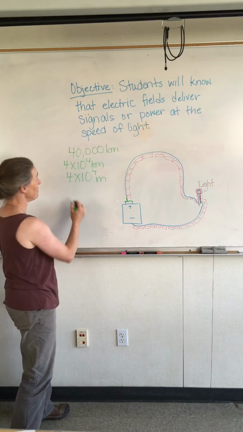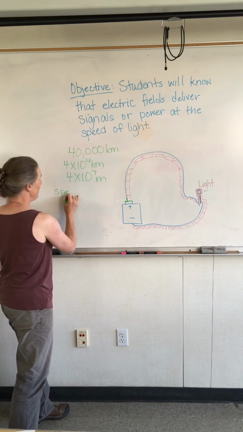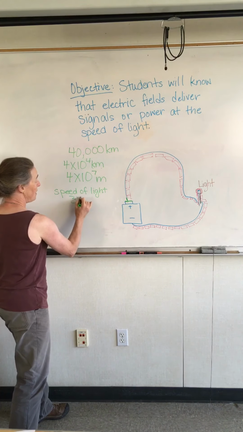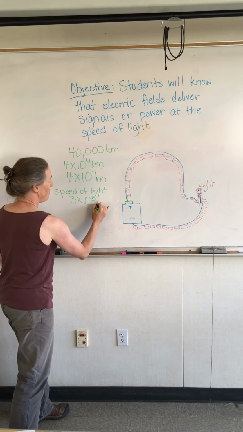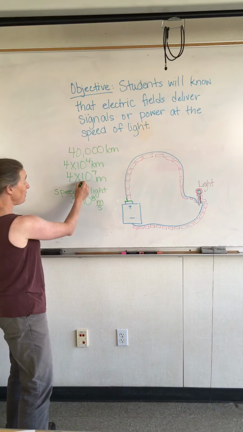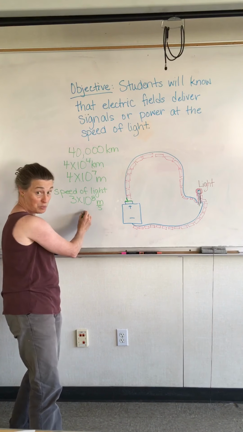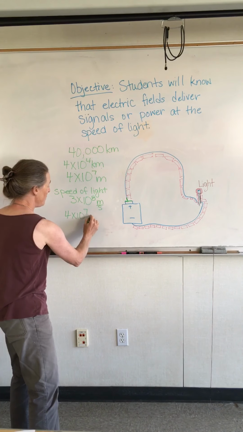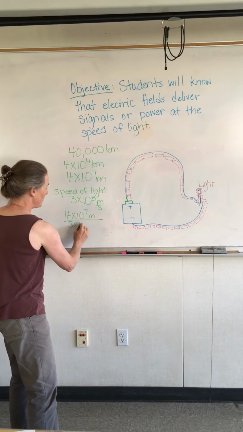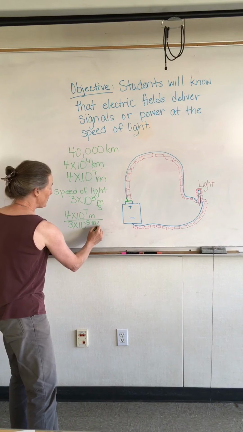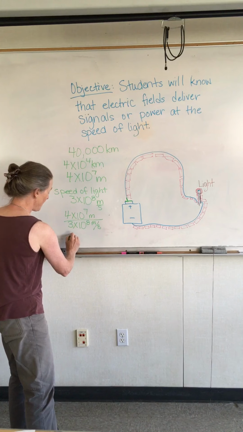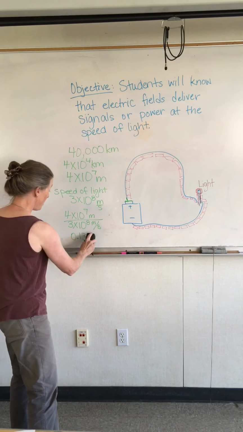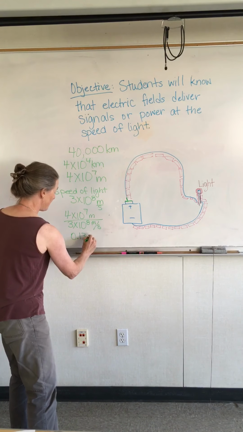Okay, so if I've got 4 times 10 to the 7th meters, the speed of light, the speed that it's going to travel, is 3 times 10 to the 8th meters per second. I'm going to divide the distance by the speed to get the time. So I'm going to have 4 times 10 to the 7th meters divided by 3 times 10 to the 8th meters per second, and I'm going to end up with 0.13 seconds.